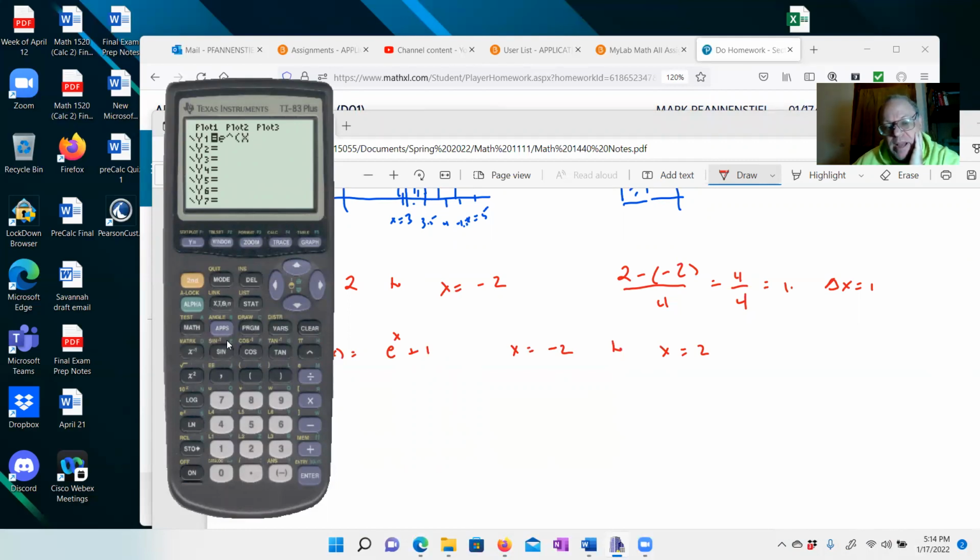Pick your variable, x. And your parentheses, because I don't want e to the x plus 1, I want e to the (x plus 1). So we're going to type in a plus 1 here. Oops, I just want 1. All right, and then I'm just going to go ahead and graph it, see what it looks like.